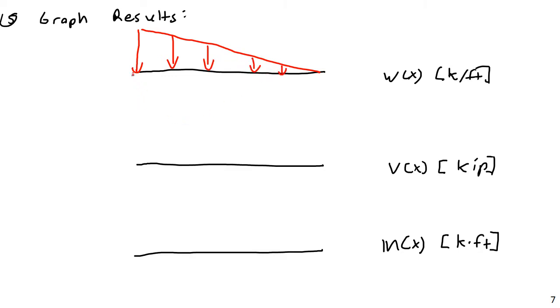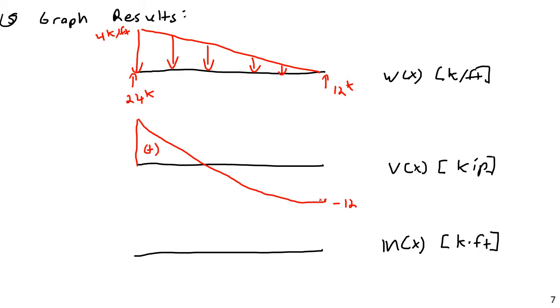So I'll basically just draw a free body diagram here. I have my reactions of 24 kips and 12 kips, and then also 4 kips per foot. Then I will draw my shear here. I'll have negative 12 down here and 24 up here, and I will draw this as parabolic. And if I wanted to, I could solve for the point where that's equal to 0. So this would be a positive shear here and negative shear here.